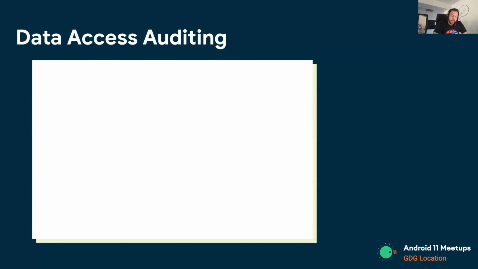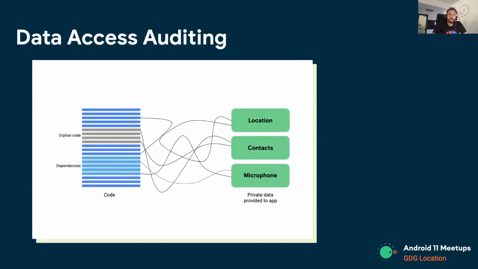One of the very interesting APIs and systems that has been introduced in Android 11 is called data access auditing. This is a system that is meant to provide more transparency into how our apps, and actually their dependencies as well, access private data from the users. As you can see in this image, this makes a lot of sense for bigger apps, when you have a huge code base and you might have orphan code or dependencies which are accessing private data. Using data access auditing, it's really easy to figure out who is accessing what and when.